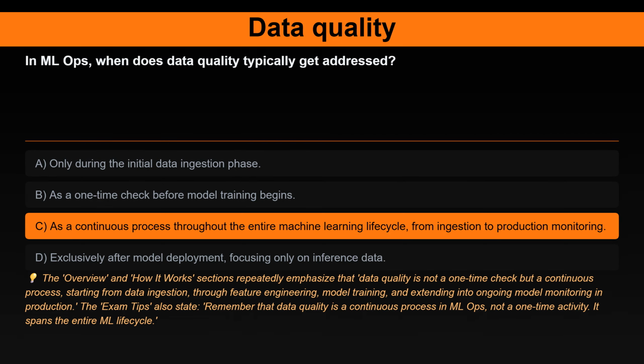The correct answer is as a continuous process throughout the entire machine learning lifecycle, from ingestion to production monitoring. Here's the explanation. The overview and how it works sections repeatedly emphasize that data quality is not a one-time check, but a continuous process, starting from data ingestion through feature engineering, model training, and extending into ongoing model monitoring in production. The exam tips also state, remember that data quality is a continuous process in MLOps, not a one-time activity. It spans the entire ML lifecycle.